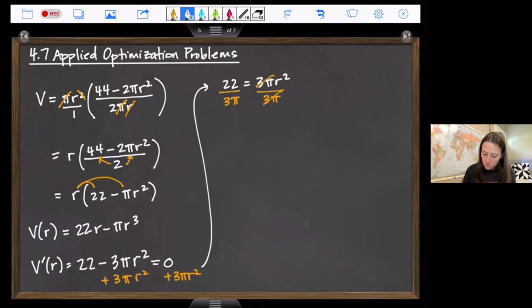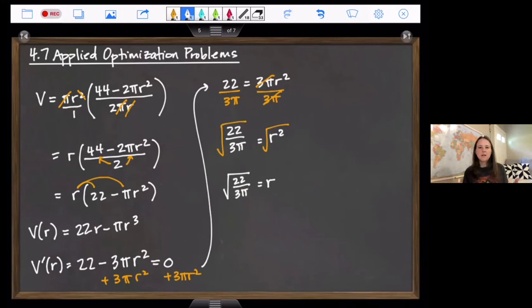And that leaves me with r squared equals 22 over 3 pi. And we'll take a square root on both sides. Now, normally when I take the square root of both sides, I put a plus or minus on there. I'm solving for r. Remember that r is the radius of a can. It doesn't make any sense to have a negative radius. So the positive one is the only one that's meaningful here. So I'm going to get r is equal to the square root of 22 over 3 pi.